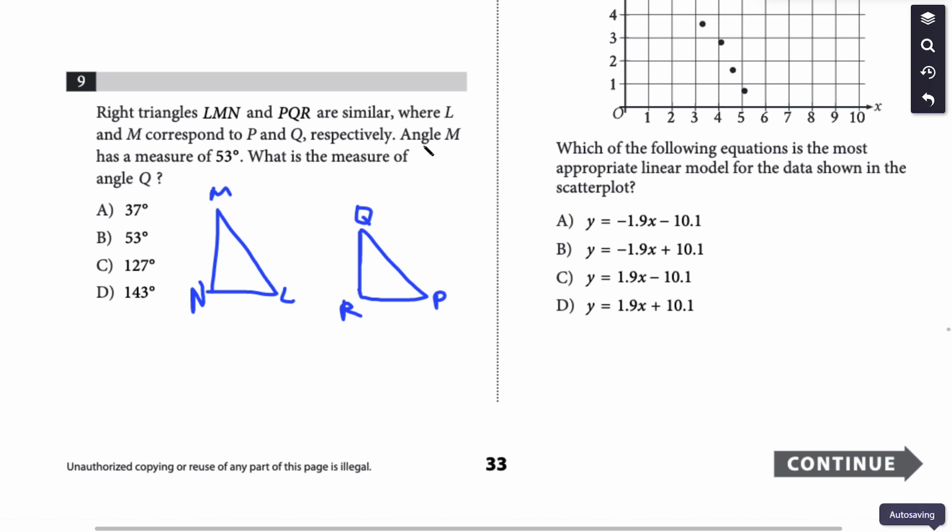And so if they say angle M has a measure of 53, we can assume that this angle here is what they mean, right? So we can put the 53 degrees here. And then they're asking, what is the measure of Q? Well, they did mention that it was similar, right? So this should be 53 as well. So this should be B.